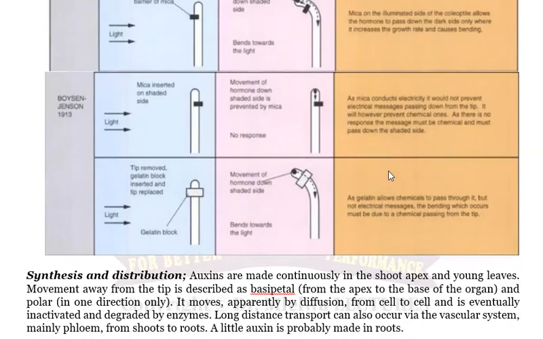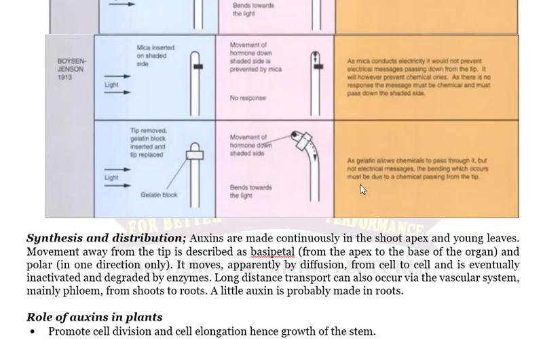Now when we finish the discussion of this experiment, let's discuss the synthesis and distribution of auxin. Auxins, as we have seen in the experiment, are made continuously in the shoot apex and young leaves. Movement away from the tip is described as basipetal. Basipetal means it is from the apex to the base of the organ. And it is polar, in one direction only. So movement of auxin is from the shoot apex and young leaves to the other parts of the plant.